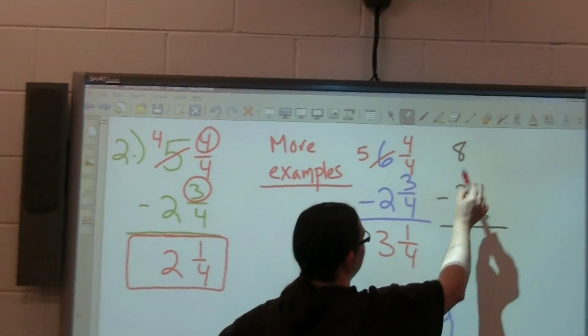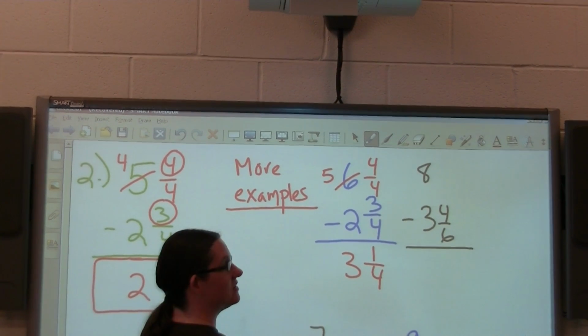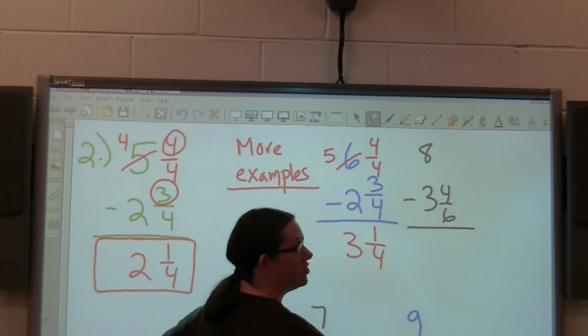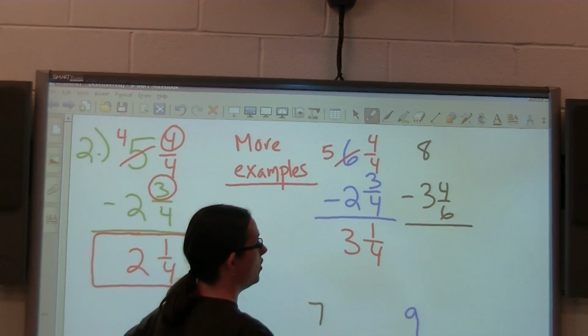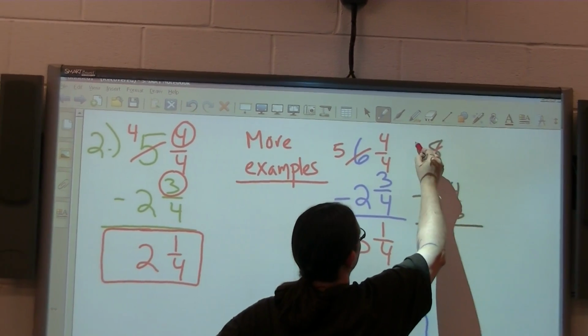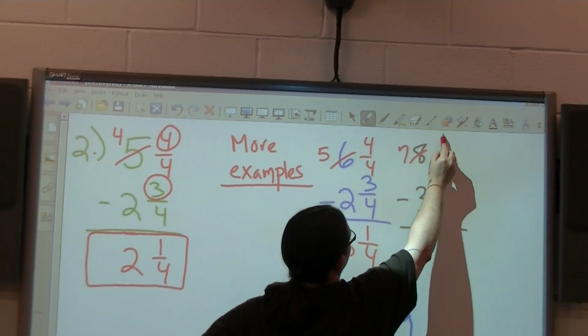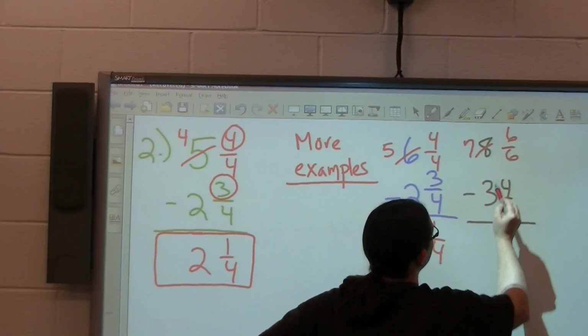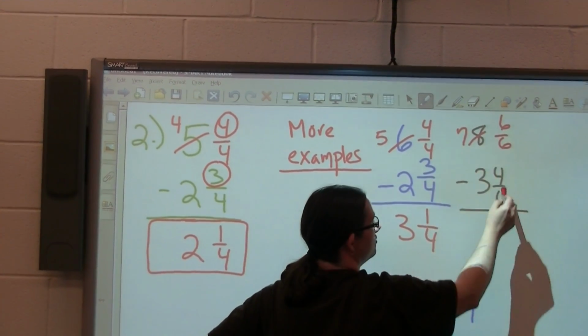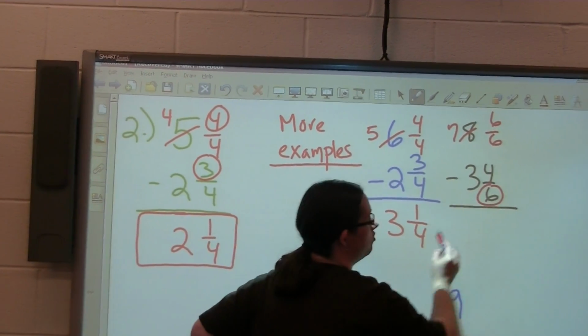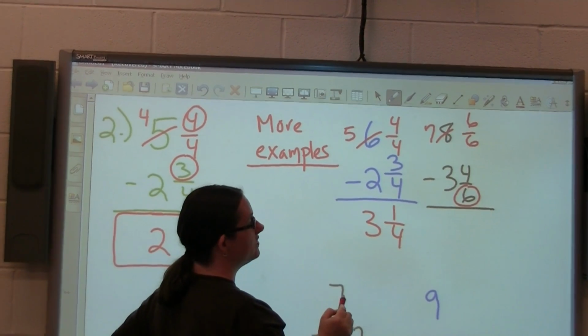Let's do 8, take away 3 4/6. Again, I can't do 0, take away 4/6. I need some sixths to take away. So I'm going to borrow from the 8. This is going to become a 7, and this is going to become 6/6. Again, this number comes from the denominator that is already there, if you're wondering where that's coming from.